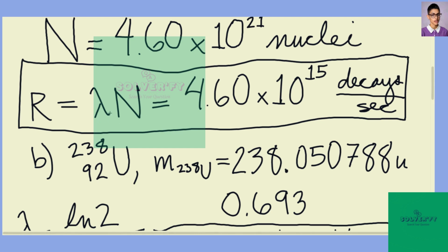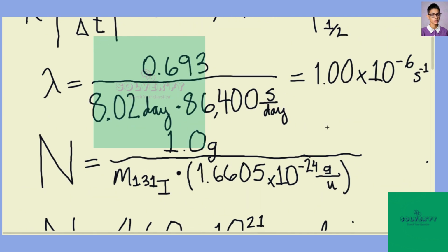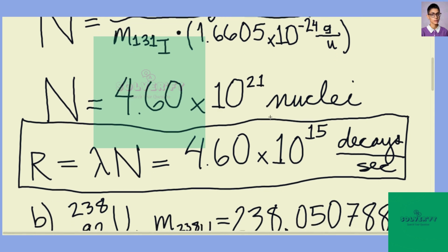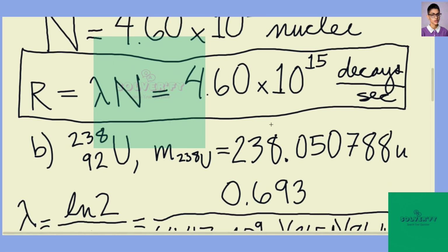So the final step is to multiply this number of nuclei present by the decay constant. And doing that, it was just a simple 1.0 times 10 to the negative 6th. So we subtract 6 from 21, and we're left with 4.60 times 10 to the 15th decays per second. That is the activity rate of the 1 gram sample of iodine 131 isotope.